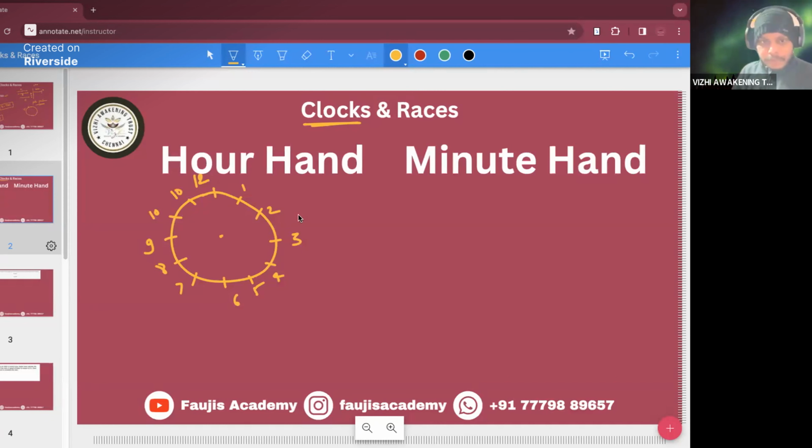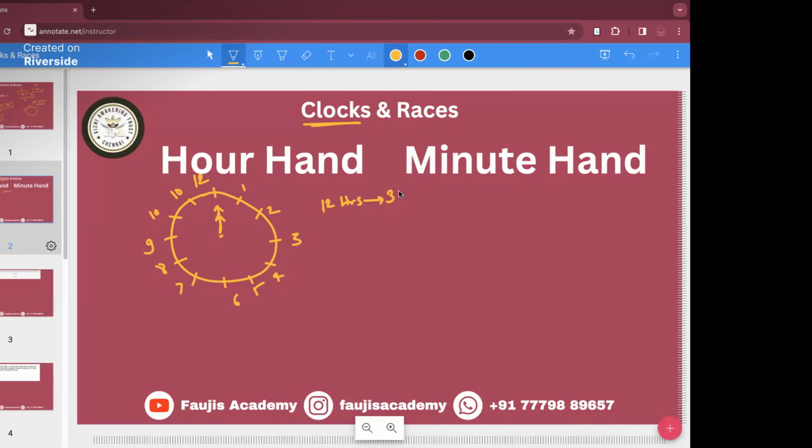We are specifically talking about the hour hand. The hour hand will be the smaller one, and the minute hand will be the bigger one. So in 12 hours, how much distance does an hour hand cover? One full round. And what is one full round? 360 degrees.